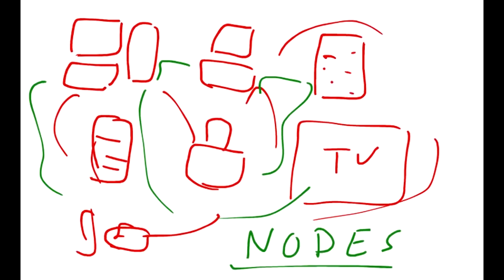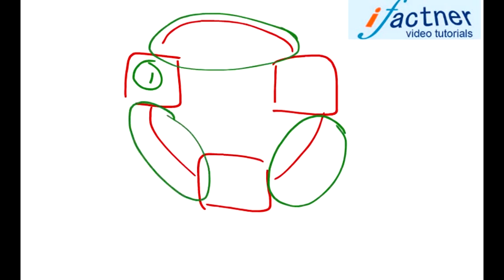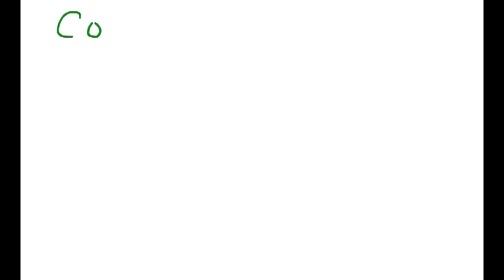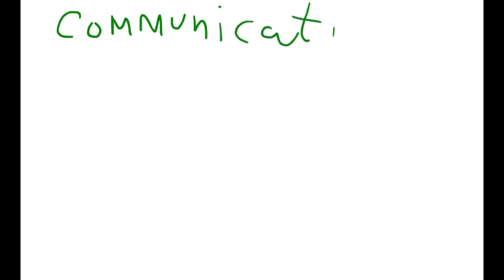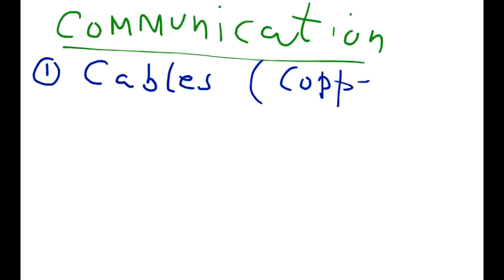So guys and girls, we need two things for computer networks: computers and some medium to join those computers. This medium is called the communication medium. We can use different types of communication media to join computer networks, and the most common being cables, or should I say copper cables. Networking cables are used to join computers into a network.